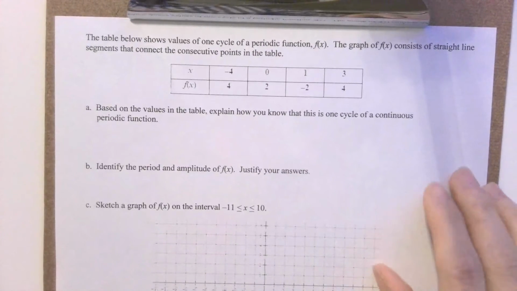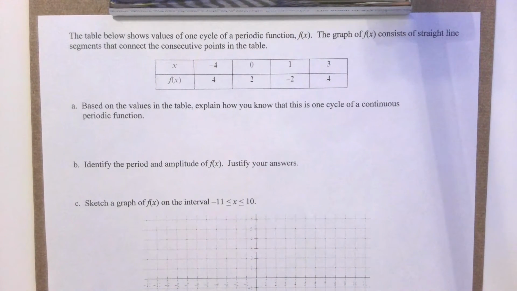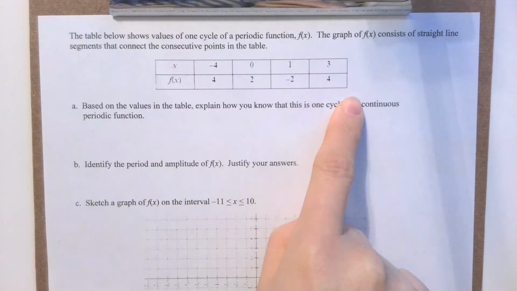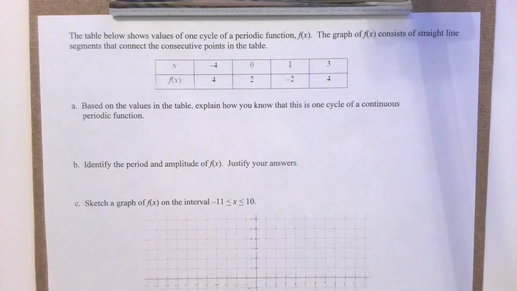The table below shows the value of one cycle of a periodic function f of x. The graph of f of x consists of straight line segments that connect the consecutive points in the table. So in the table, I have the x value on the top, y value at the bottom. Based on the values in the table, explain how you would know that this is one cycle of a continuous periodic function.